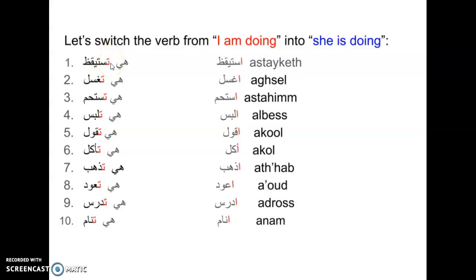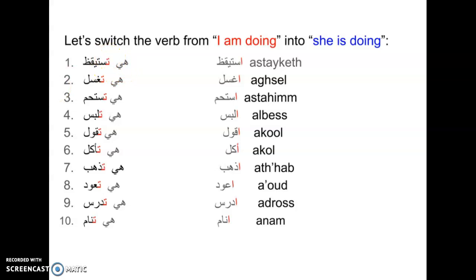Ta for she. هي تستيقظ, هي تغسل, هي تستحم. All right? Again, the هي is she. You do not have to put هي and تستيقظ. All right? Just for you to put تستيقظ is enough. However, you cannot put a hiya without the ta here. Either both together or just the ta.